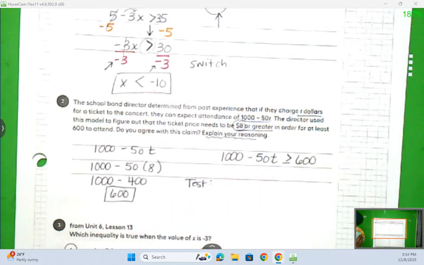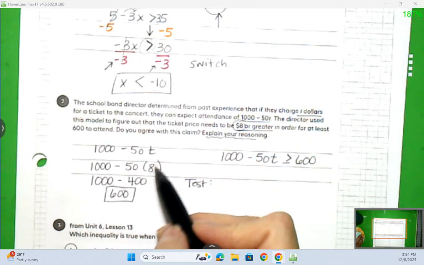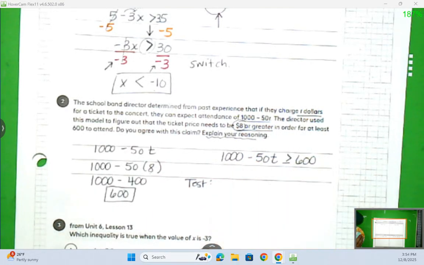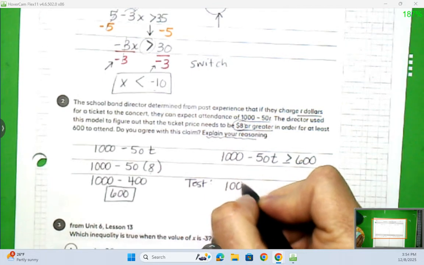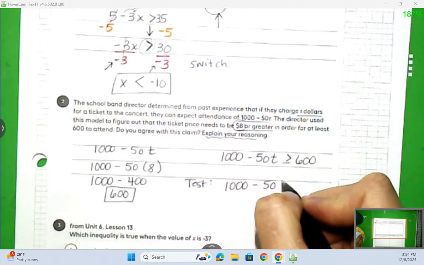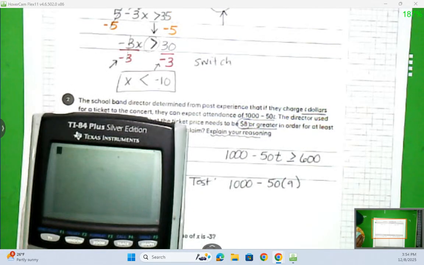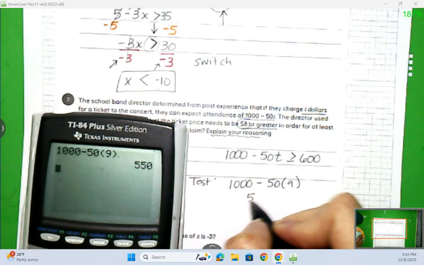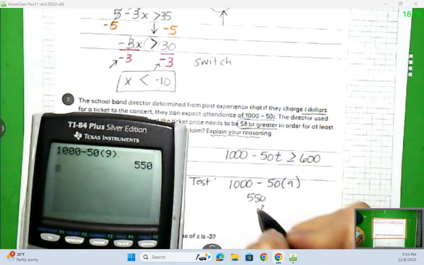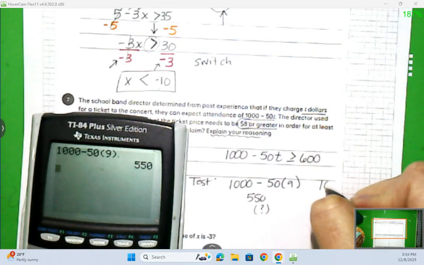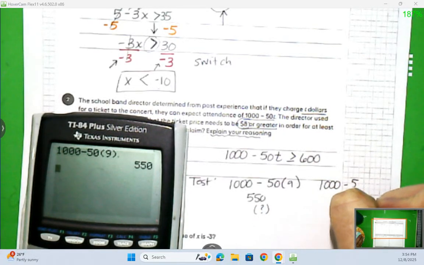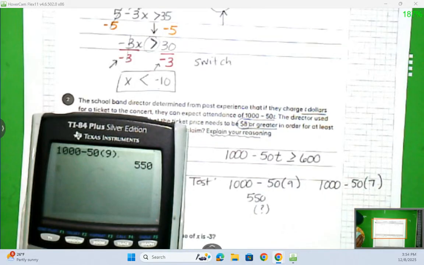Okay, let's try $9 a ticket. And you can even just use your calculator. We can do 1,000 minus 50 times the quantity 9, which we can use our parentheses for. And our attendance would only be 550 people. Let's try 7. 1,000 minus 50 times $7 a ticket.